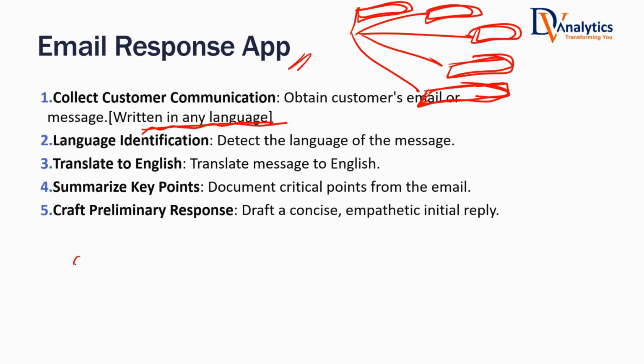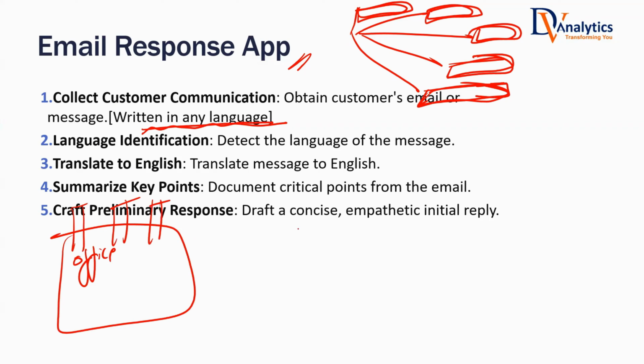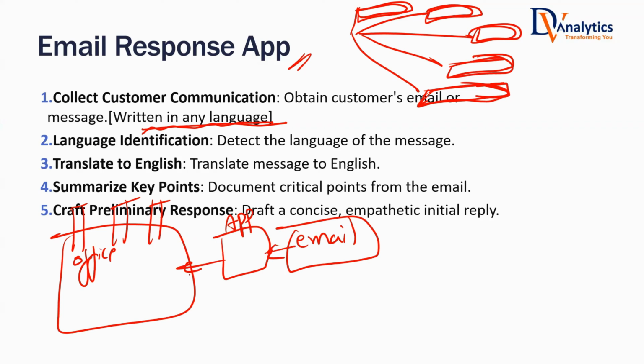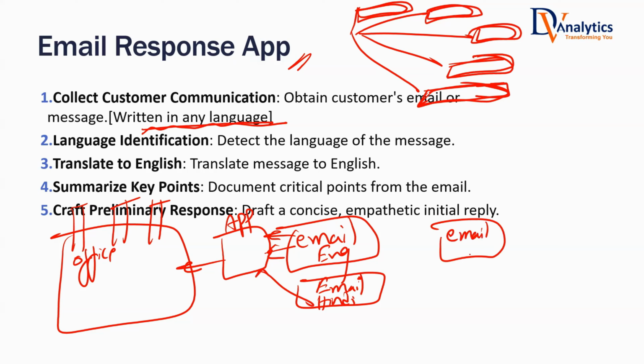So right now, this is our office. In our office, we are getting multiple emails. This is the email that we are getting. Earlier, we used to read those emails and respond, but now I'm keeping an agent in between, or a small application in between. Now, what this application is doing: collect the email, any language. So this is an email in English, and this is an email in Hindi. One Hindi email came in, and this is an email in Spanish. 3 emails came into this app.